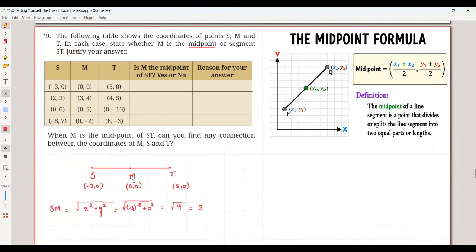Now I can find out MT also, the distance of MT. For MT also, one of the points is origin, so we can use the same formula, x square plus y square.